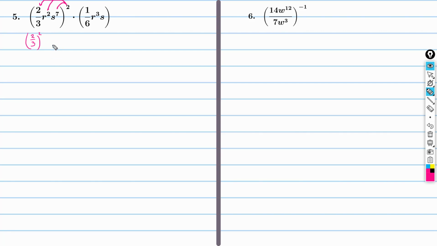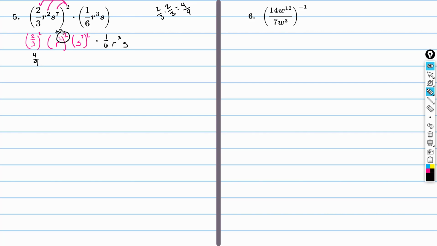I'm going to have r squared raised to the second power, and I'm going to have s to the 7th raised to the second power. And the rest of it just comes down. And so I have 1/6 r cubed s. So when I have 2 divided by 3 times 2 divided by 3, that gives me 4 divided by 9. So 4/9.